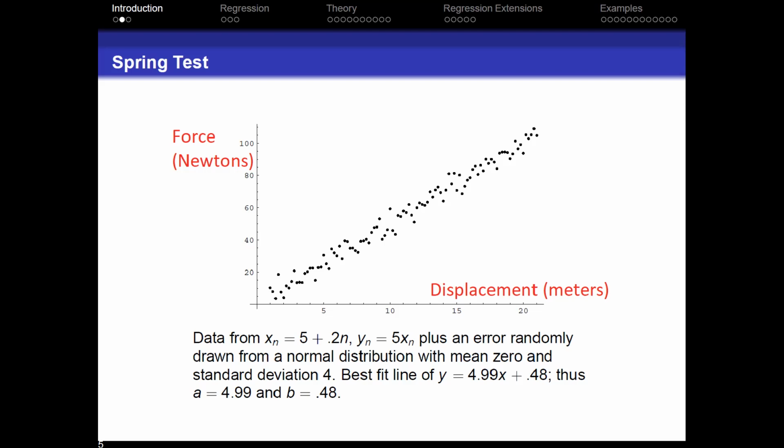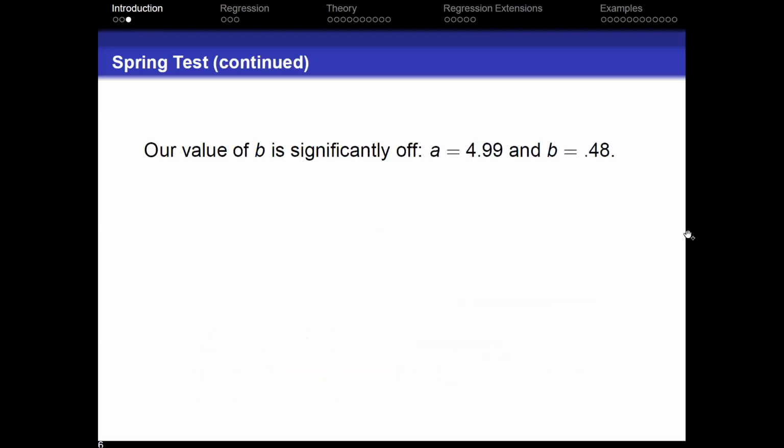Sorry, can you let Zoe into the... So we are getting the most important one right. But our value for b for the intercept was significantly off.